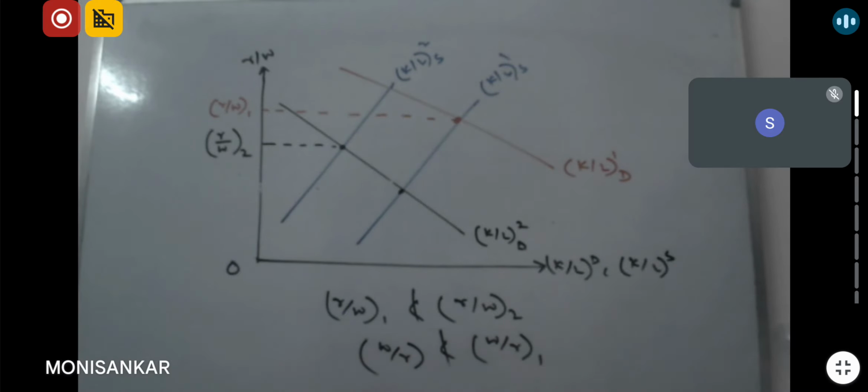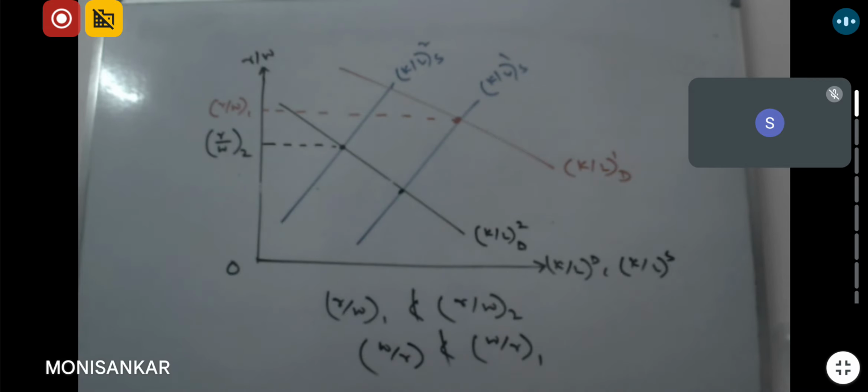Got it? So from this diagram, we can find out one thing: a greater K by L is obviously a good sign that the country has some advantage in capital. But the problem is that supply is not the ultimate thing to find out the pattern of trade, because the relative demand is equally important.